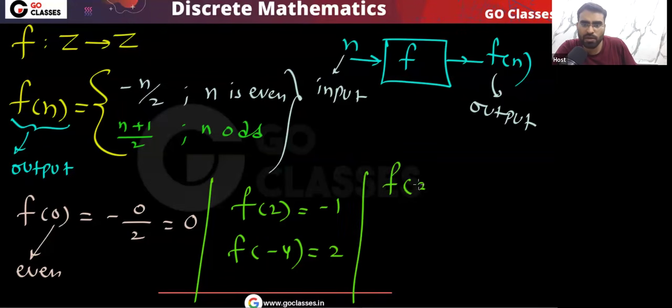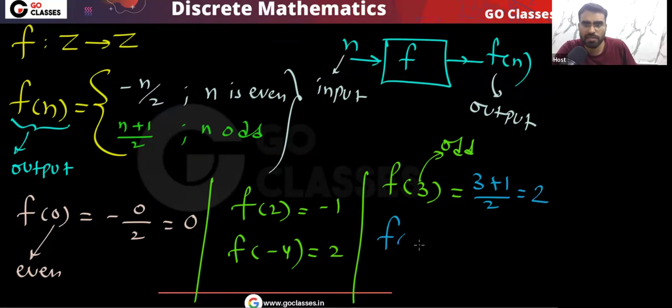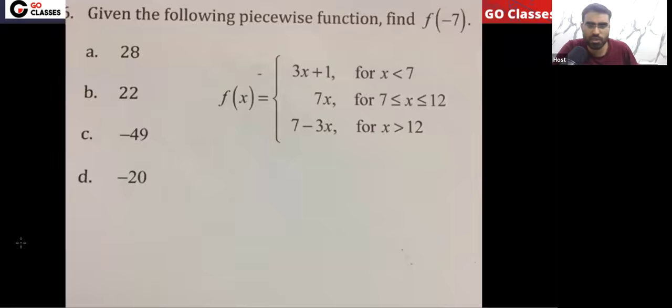Now you tell me what will be f of 3? This is odd. Yes or no? So when the input n is odd, then the output will be (n plus 1) by 2. Output will be (3 plus 1) by 2. That is 2. Yes or no? And similarly, tell me what is f of minus 3? That will be (minus 3 plus 1) by 2, and that is minus 1. Yes or no? Is this clear? So this is another representation of a function.